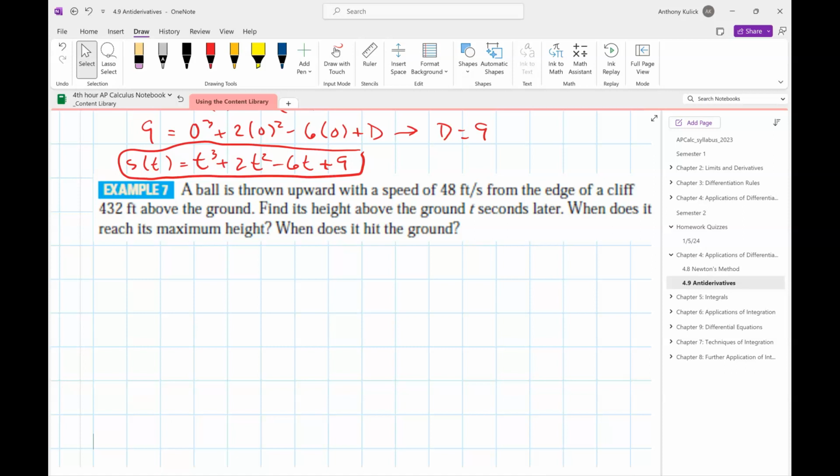No, it hits the ground when the position is 0. You just gotta add physics to it.